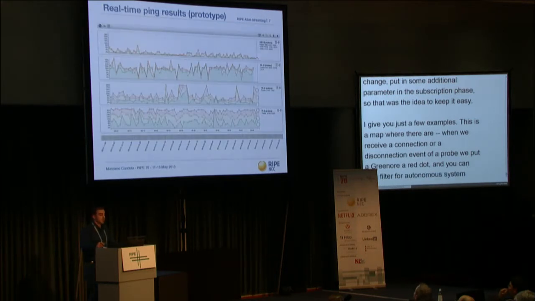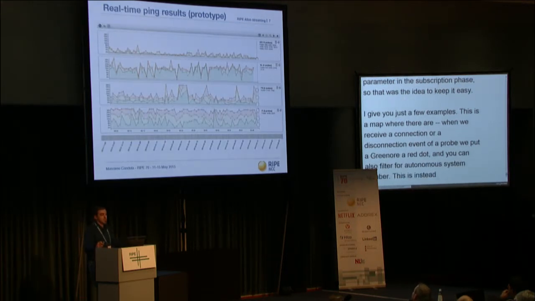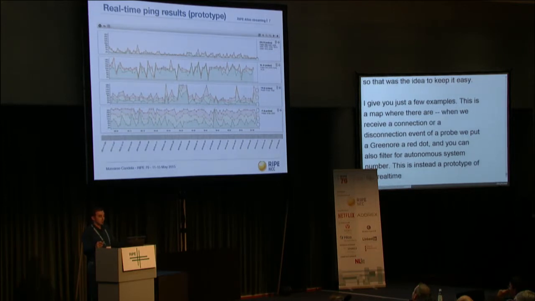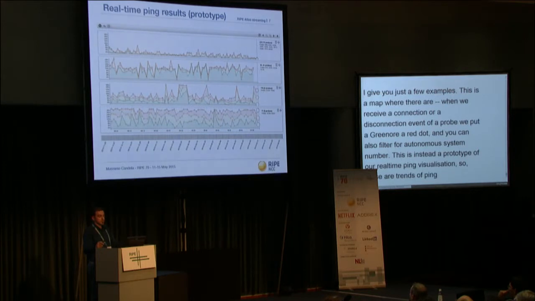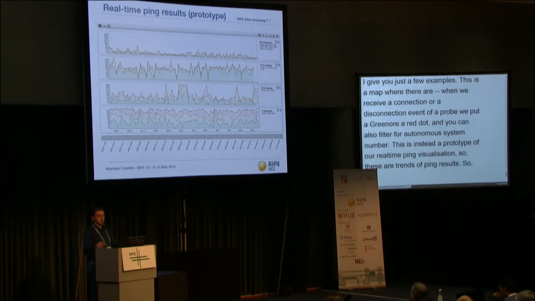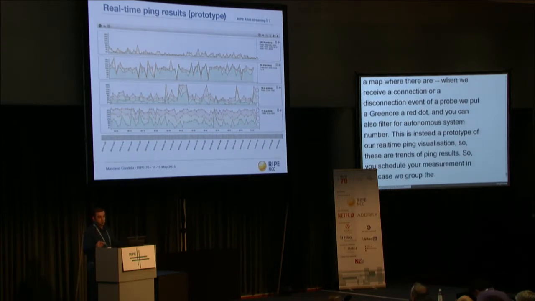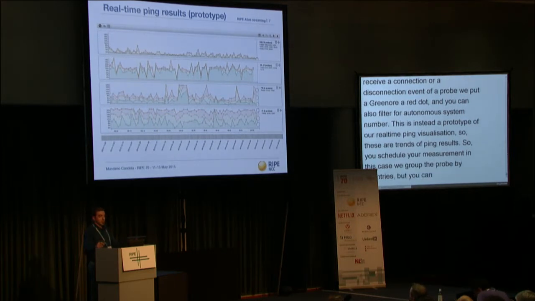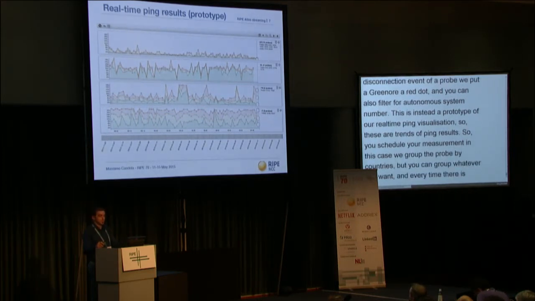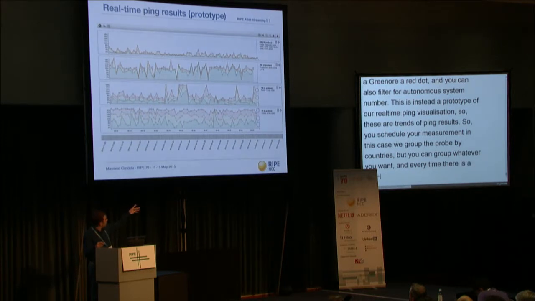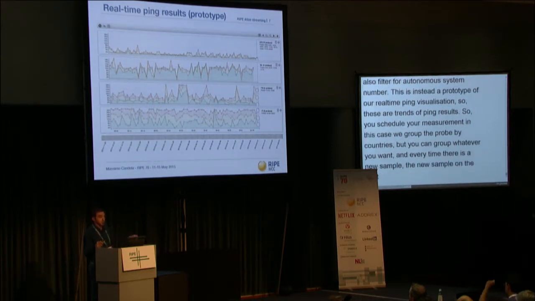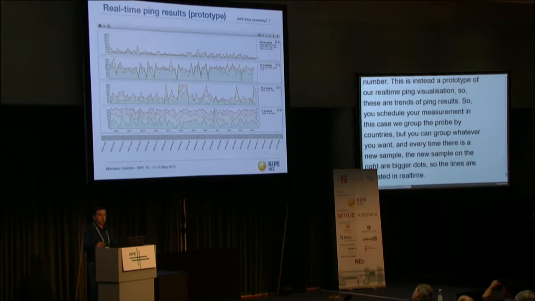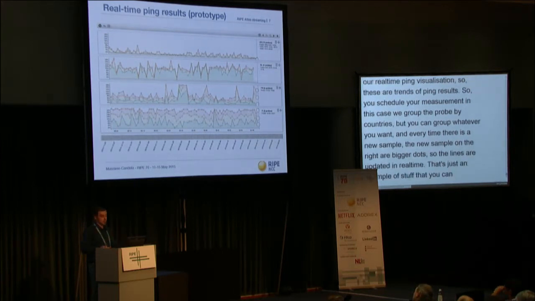This is instead a prototype of our real-time ping visualization. So these are trends of ping results. You schedule your measurement. In this case, we group the probes by countries, but you can group by whatever you want. And every time there is a new sample, the new samples on the right are bigger dots. So the lines are updated in real time. That's just an example of stuff that you can do. This is in the browser.